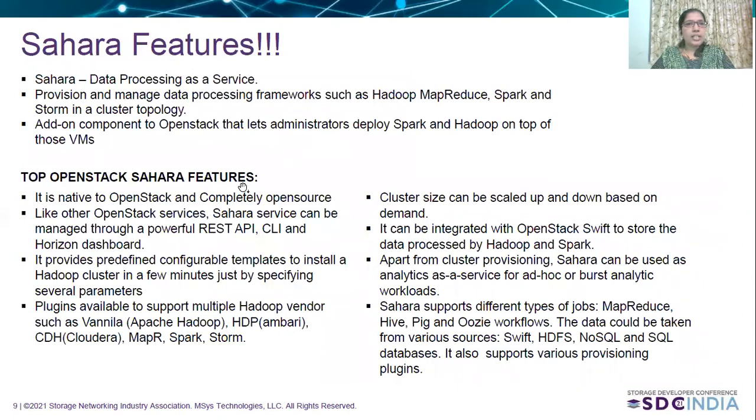And these are the Sahara features. Sahara provides the ability to provision and manage data processing frameworks such as Hadoop, MapReduce, Spark, and Storm in a cluster topology. The top OpenStack Sahara features include that it's native to OpenStack and completely open source. Like other OpenStack services, the Sahara service can be managed through a powerful REST API, CLI, and a Horizon dashboard.